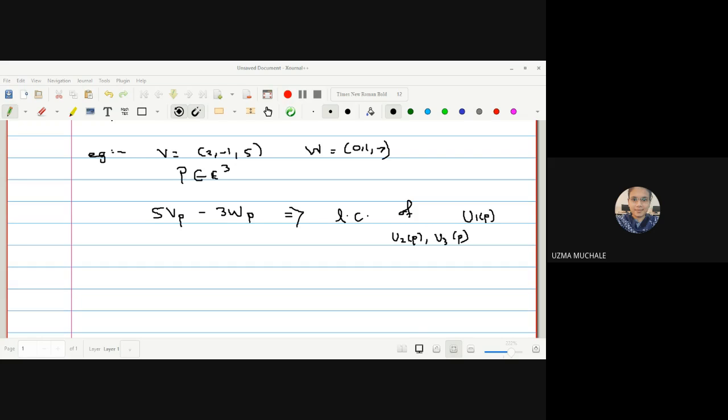Okay, just tell me what you get from this example. Have you understood what is given in the example and what you have to do?